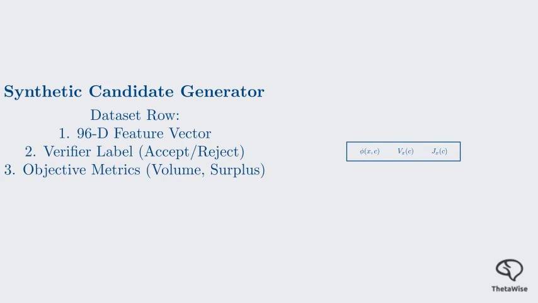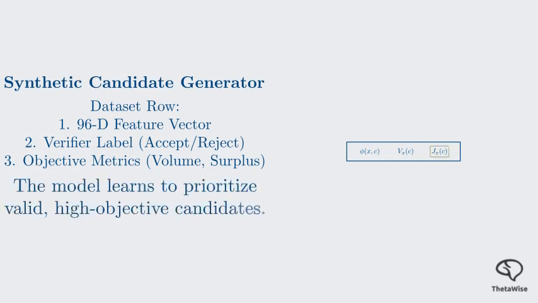This creates a rich dataset where each row contains a 96-dimensional feature vector, its verifier validity, and its objective metrics like volume and surplus. This robust labeling ensures the model learns not just what a good settlement looks like, but also how to avoid the expensive mistakes that the verifier would inevitably reject.